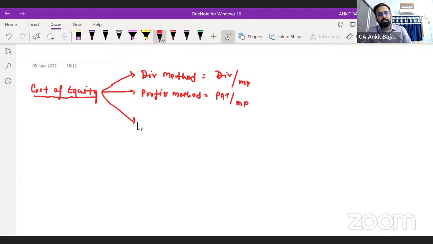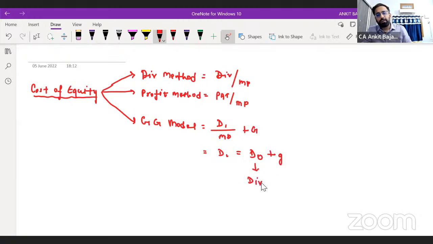The third method which we have discussed is the Gordon growth model, also called the GG model. This method is quite important and is generally used by most companies. The formula is D1 divided by market price plus growth. D1 is equal to D0 plus growth, where D0 is the dividend which has already been paid by the company, and D1 is the expected dividend, that is, how much dividend the company will be giving in future.